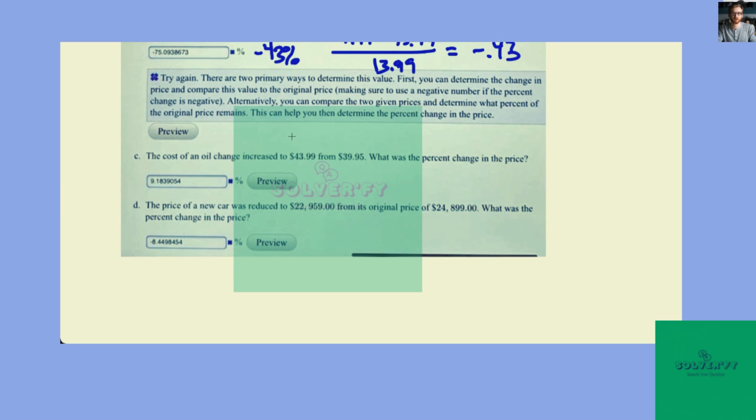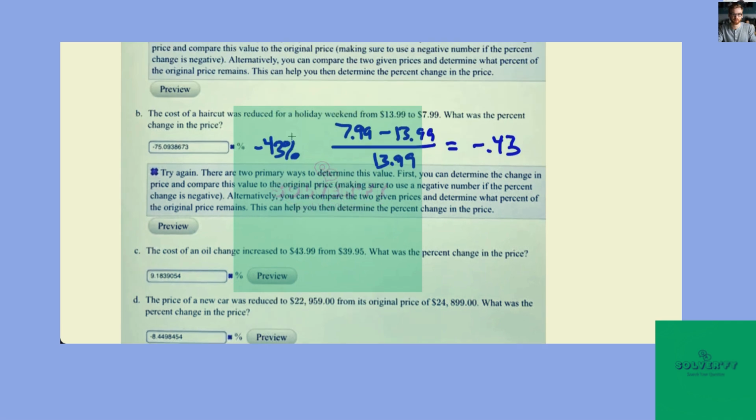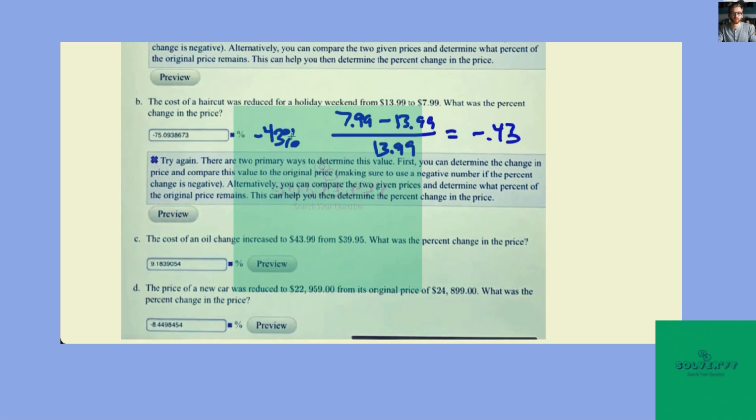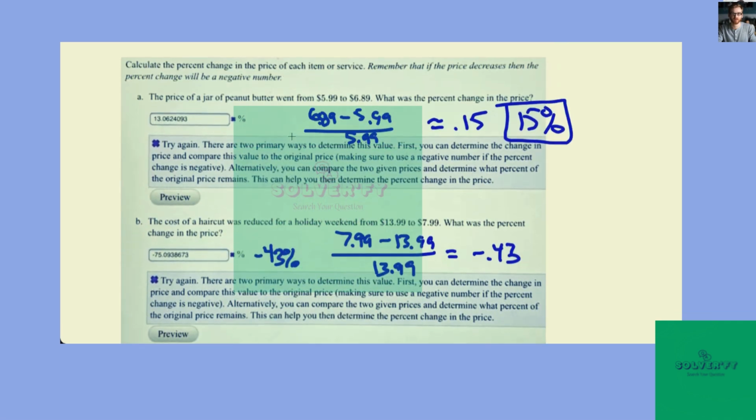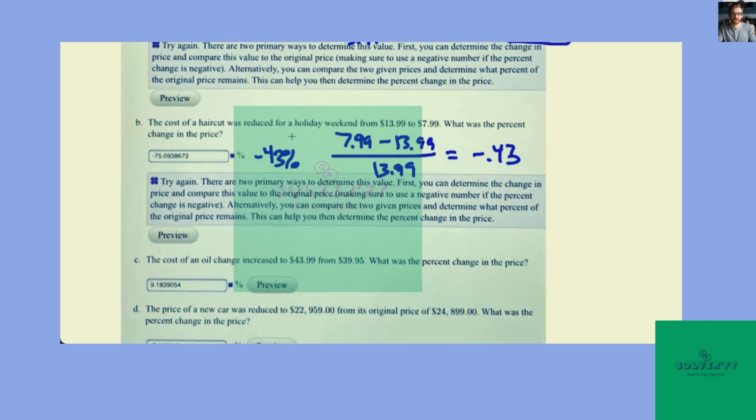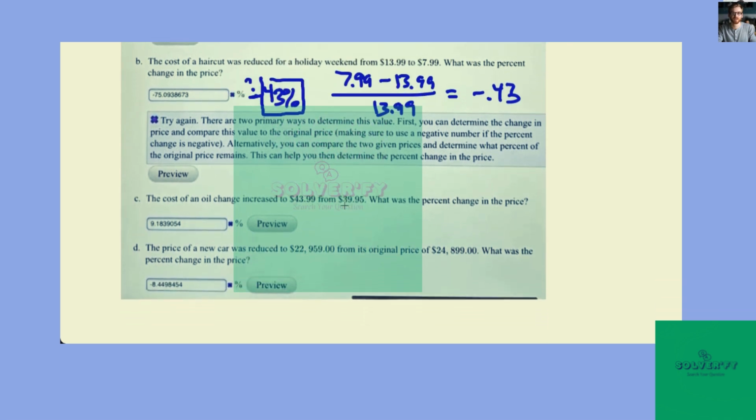The cost of an oil change increased, and I don't know if, like in part B, you include the negative, because it's still a 43% change. I'm not sure if you include the negative in your answer or not, but it should be 43%, not 75%.